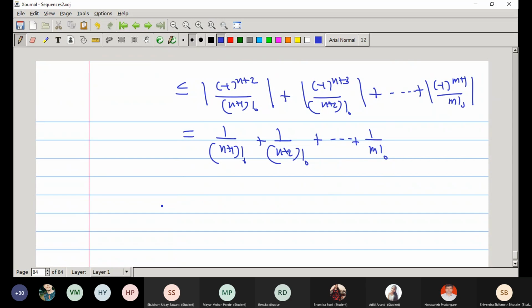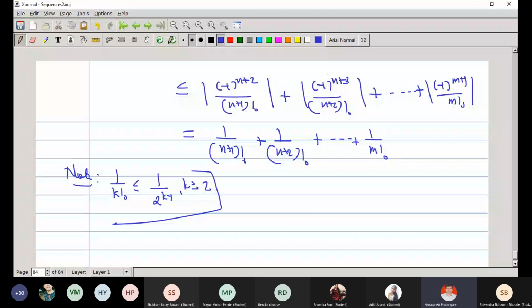Now, use this: 1 upon k factorial is less than or equal to 1 upon 2 raised to k minus 1, which we already know for k greater or equal to 1, right? Do you know this? Yes, sir. And therefore this quantity is less than or equal to what? This quantity is less than or equal to 1 upon 2 raised to n plus 1 upon 2 raised to n plus 1. Am I right?